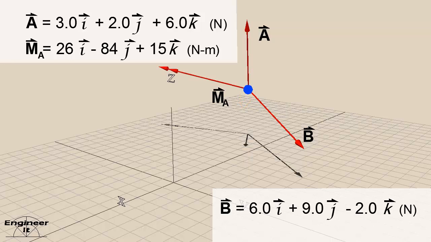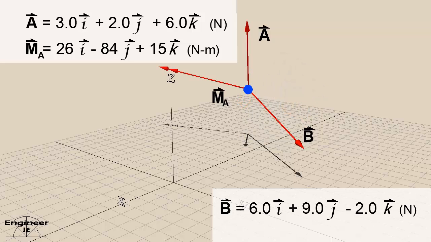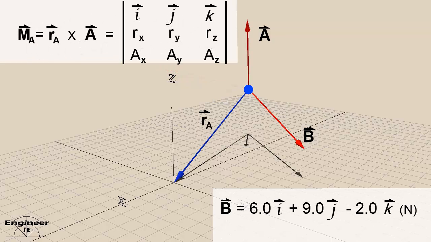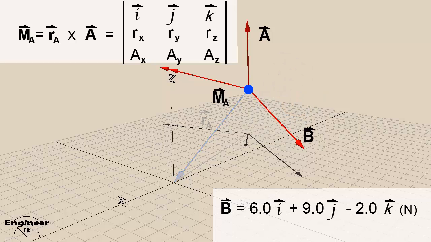The moment is commonly shown as a vector with double arrowheads, and it follows the right-hand rule. Fingers curl in the direction of rotation. The thumb points in the moment vector direction. Take a look at R cross A. Point the fingers in the direction of vector R and curl them towards vector A. The thumb points in the direction of the moment vector. Notice again that moment vectors are represented with a double arrowhead.